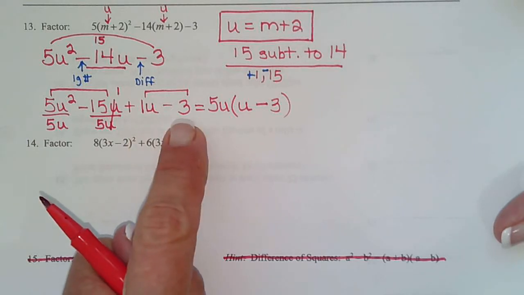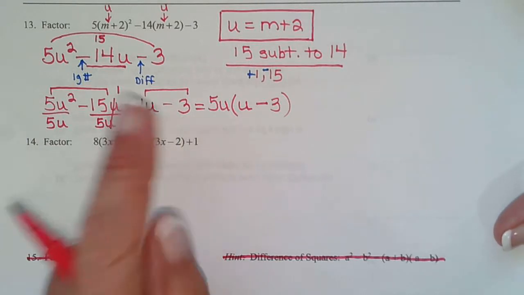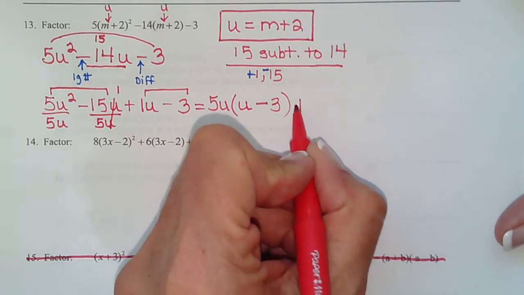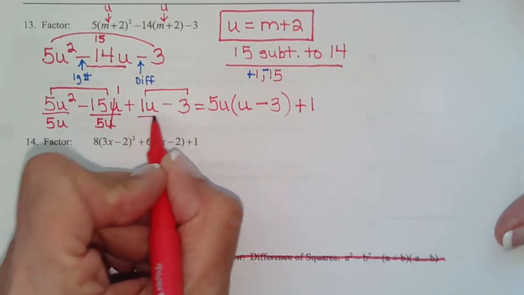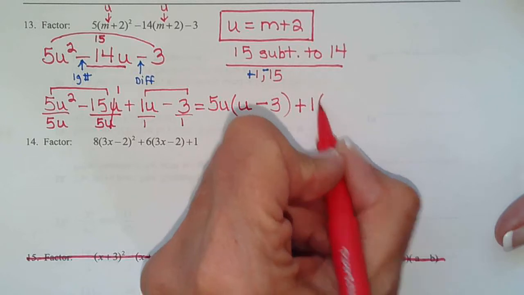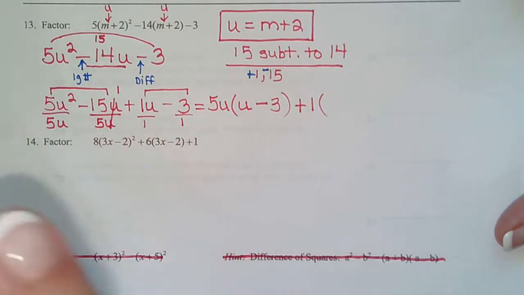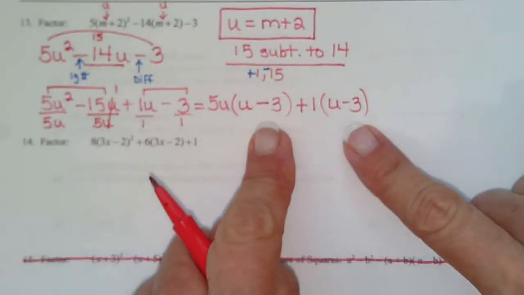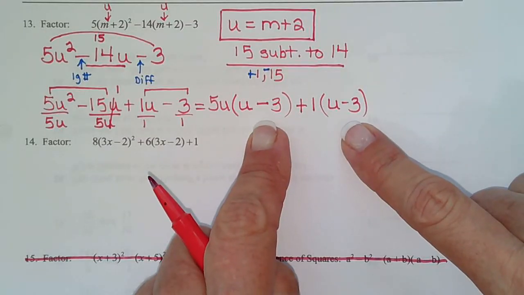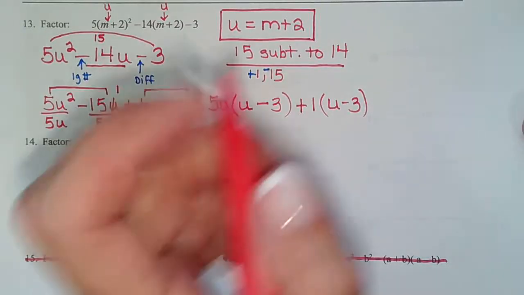And then I look here and go, oh, there's nothing common here, so that means it's 1 that's common. So we'd write plus 1, divide each of these by 1, and we get u minus 3. And then we get excited because look at our parentheses match. That means we're doing it correctly.